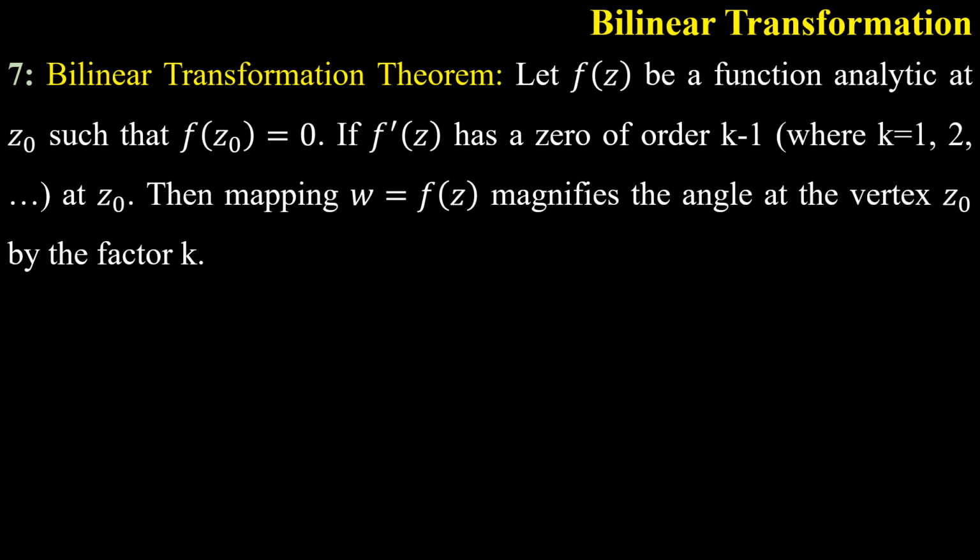The last property that we can see is also stated in the form of a theorem. Let f(z) be a function analytic at z0 such that f'(z0) is 0, and if f'(z) has a zero of order k minus 1 at z0, then the mapping w equals f(z) magnifies the angle at the vertex z0 by the factor k.